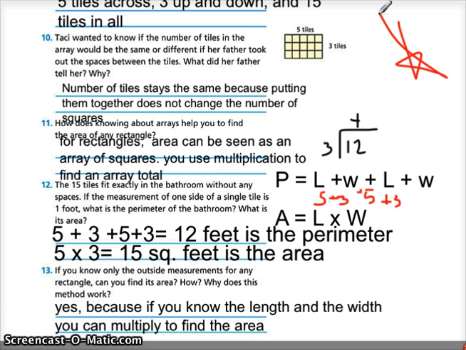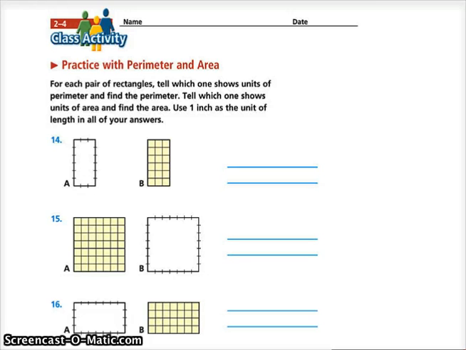All right, next you will need page 105. We are skipping the back side of this page, so you'll need to raise your hand to get page 105. And that should look like this. On this page, we are practicing perimeter and area. So for each of the rectangles, we need to find the area and the perimeter, and tell which one shows the units of area and which one shows the units for perimeter. And all of these are 1 inch as the unit of length.